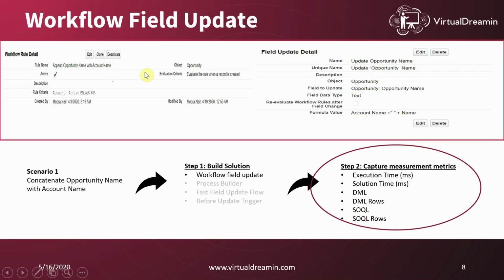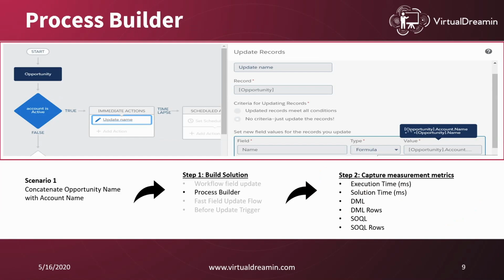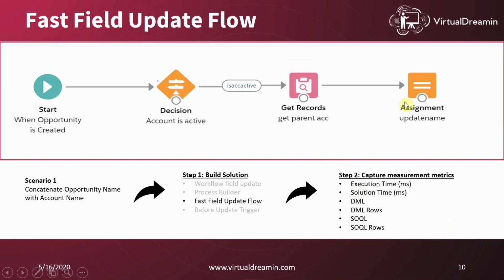Our first solution is a workflow field update. I'm sure I don't need to explain this in detail. This is just a field update where we are appending account name with the opportunity name. Our second solution is process builder, which also follows the same criteria as workflow. Third scenario is a flow operation.